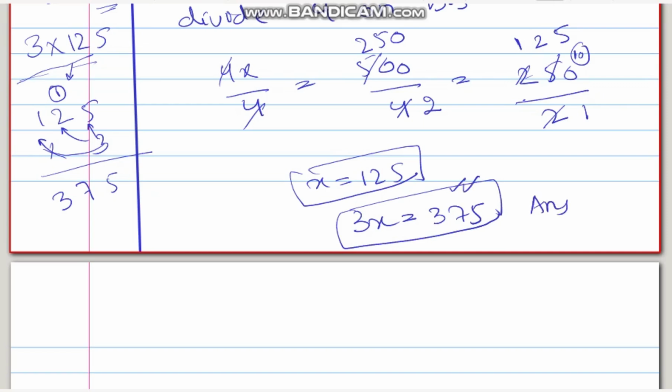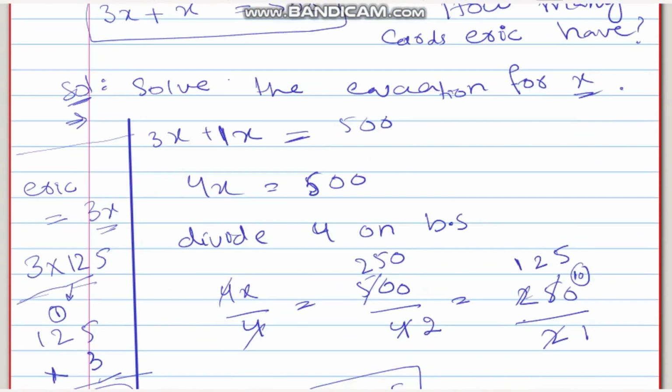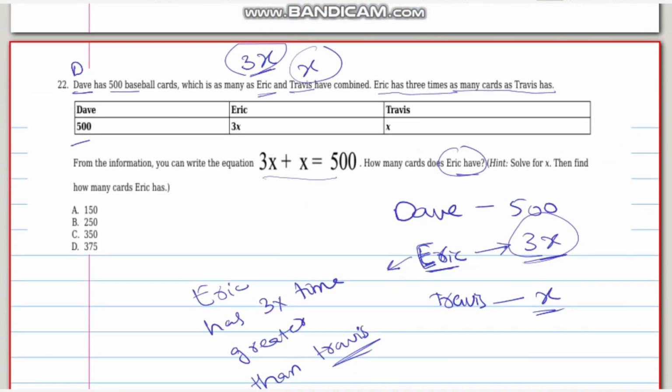Now what does this mean? It means that Eric has 375 cards. You will write this as your answer. Now just go to the above question and check. Yes, 375 is here, and Eric has this. 3x is equal to what? 375. So this is basically your answer.